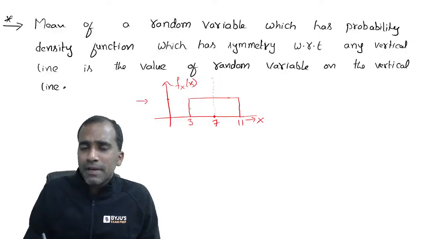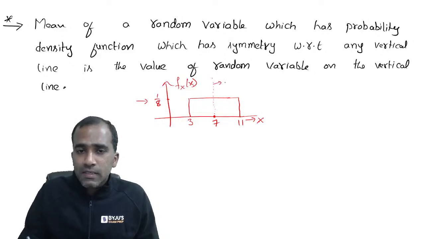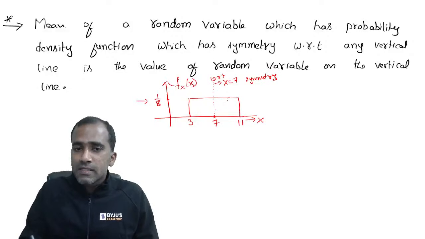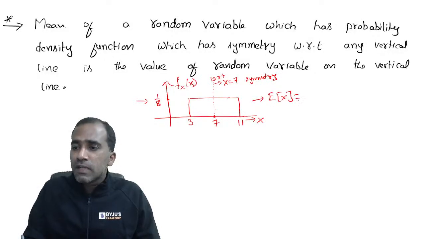Since we know the PDF area should be 1, the height should be 1 by 8. Since it is symmetrical with respect to this vertical line, what is this vertical line? The x equal to 7 line. With respect to x equal to 7, symmetry is present. Correct? Right. Since this is a symmetrical PDF with respect to some vertical line, for this PDF we can say the mean value very easily.